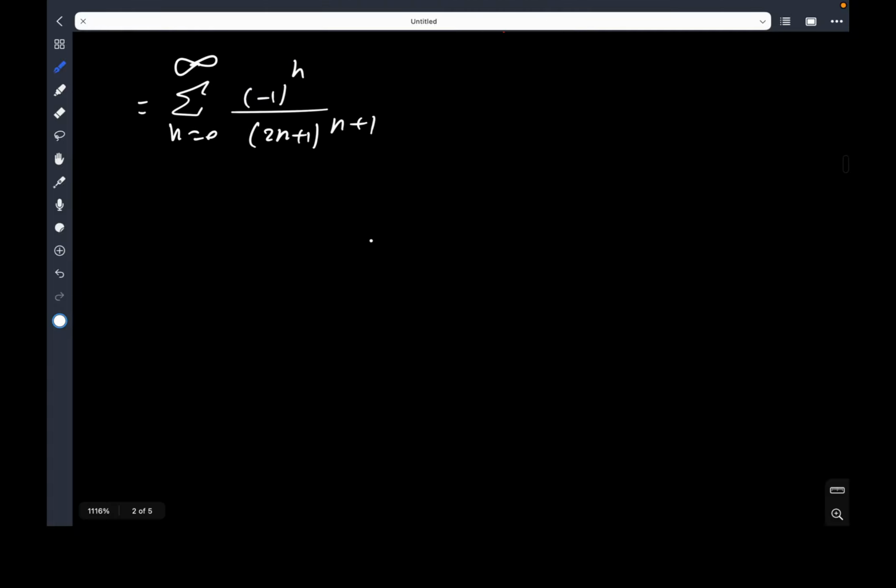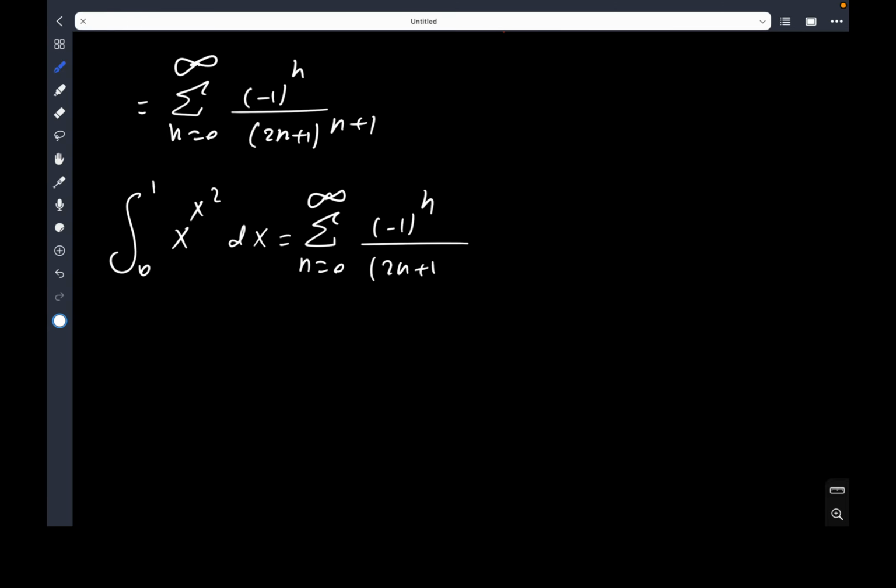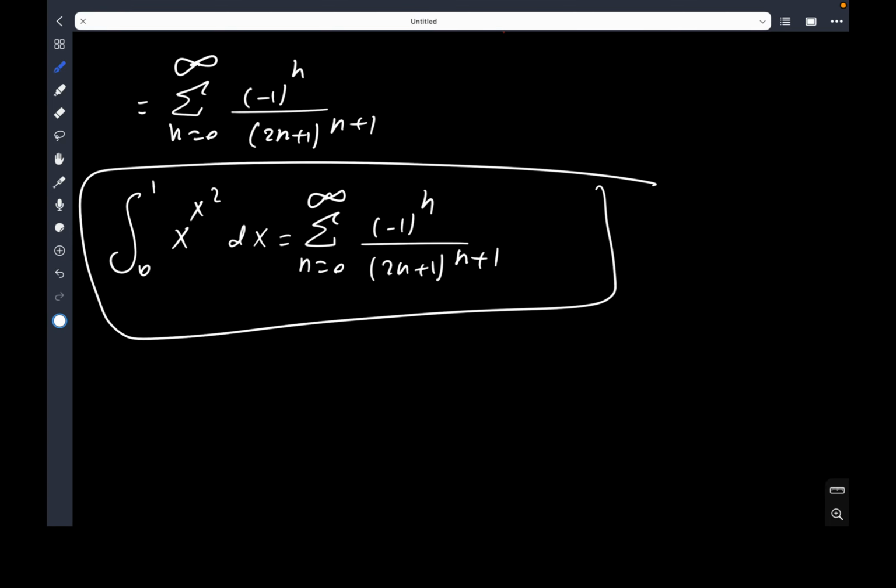And finally I get the answer: my integral from 0 to 1 of x to the x squared dx is equal to the infinite sum from 0 to infinity of negative 1 to the n over 2n plus 1 to the n plus 1. And that is the full answer of my integral. You can go ahead and see the approximation. I don't have the numerical approximation here, but the series does indeed converge.